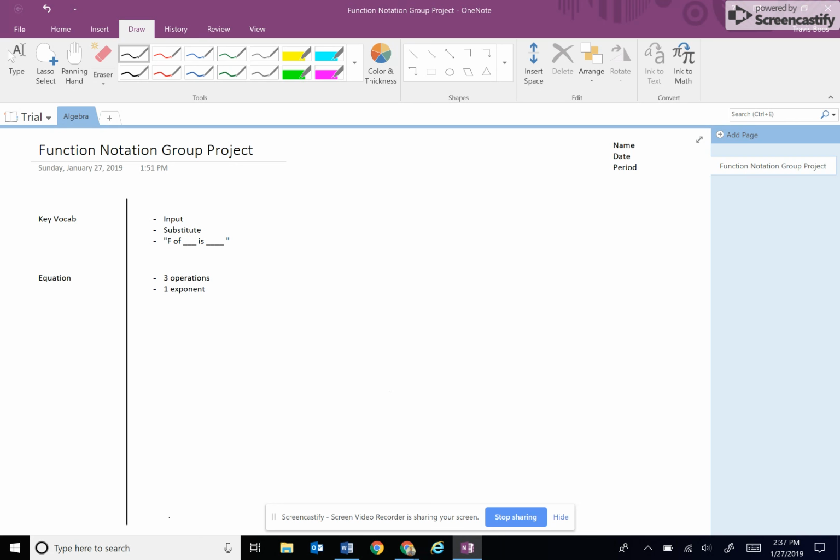And so my equation today needs to have three operations and one exponent. Let's go ahead and jump into things. My equation today is going to be 2x squared plus 5x minus 3.